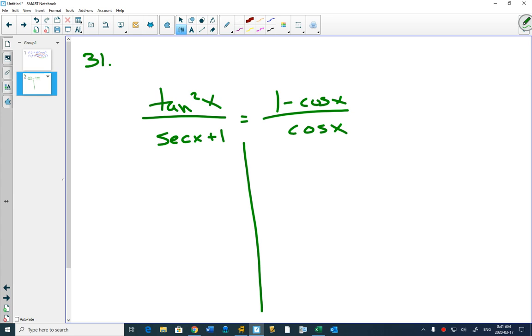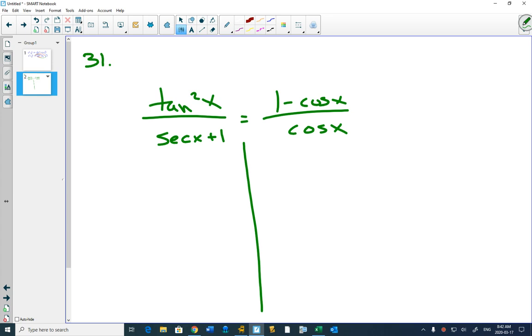I look at the left side. I've got a tan squared. That's related to secant squared. So there might be something to do there. Okay? So I'm thinking about that. And I've also got a secant on the bottom, but it's not squared.